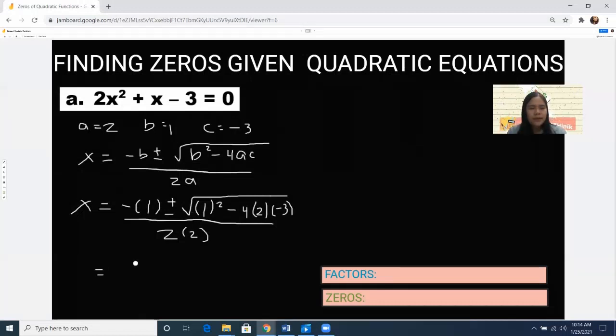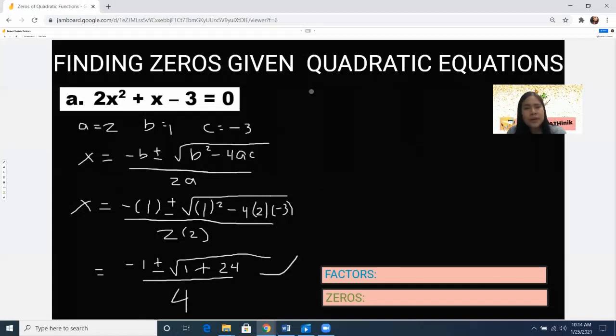So we have negative 1 plus minus. Then don't forget the square root. 1 square is 1. Negative 4 times 2 is negative 8 times negative 3. Negative times negative will give you a positive. And then 8 times 3 is 24. All over 2 times 2 is 4. Let us continue this one in here. I know it's quite long, but it's just easy and simple.